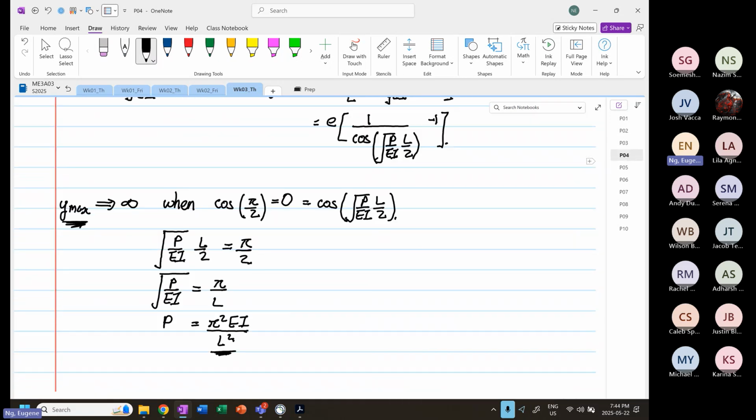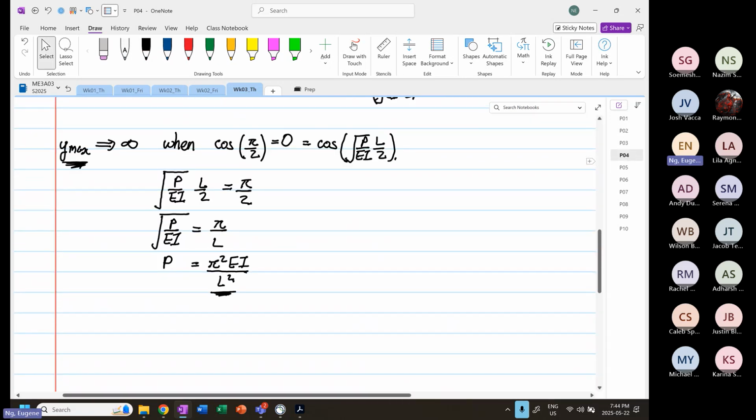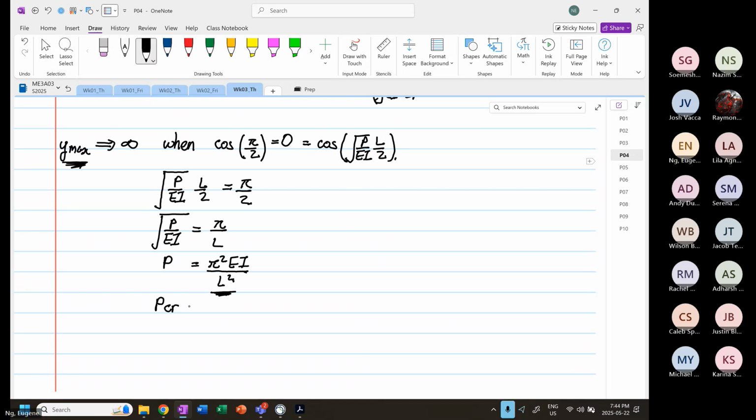Okay. So from here, like before, we can call this the critical load for eccentric buckling, which is also equal to pi squared EI over L squared. Or we can also call EI equal to the critical load times L squared over pi squared. Then we can have that. Okay. So this is our equation number 10.